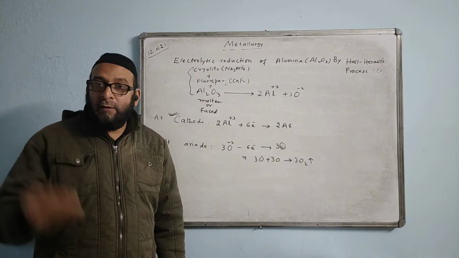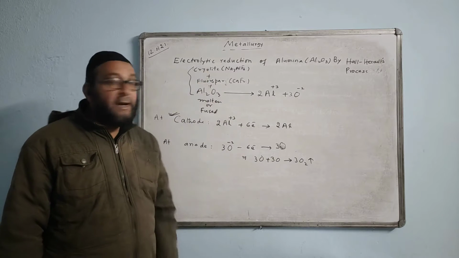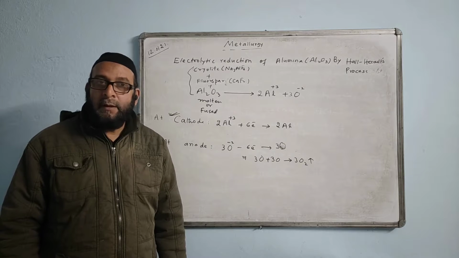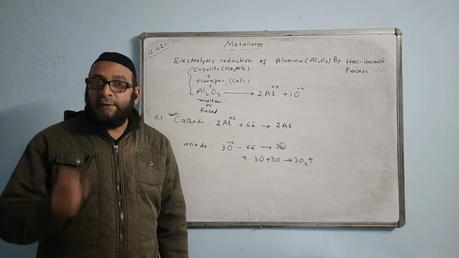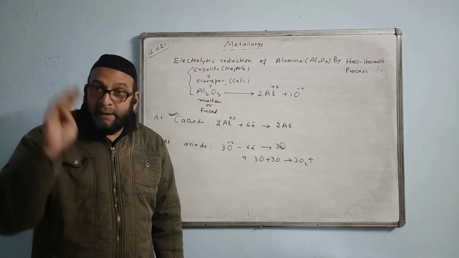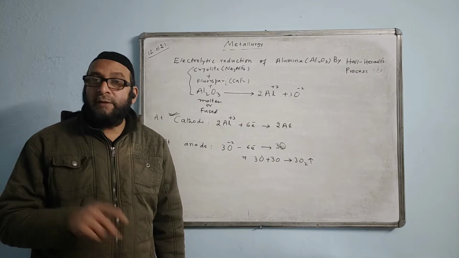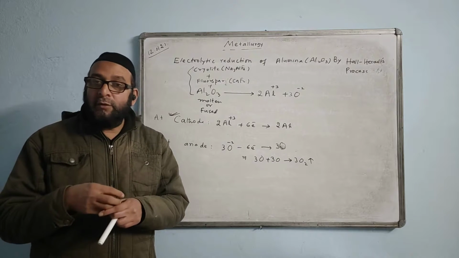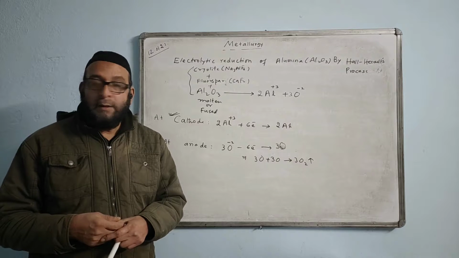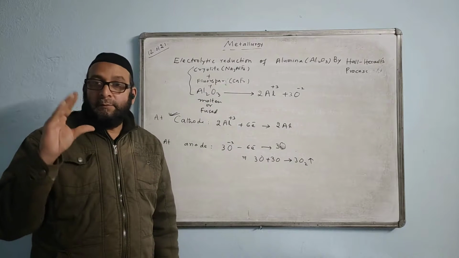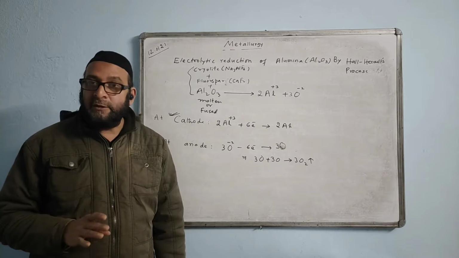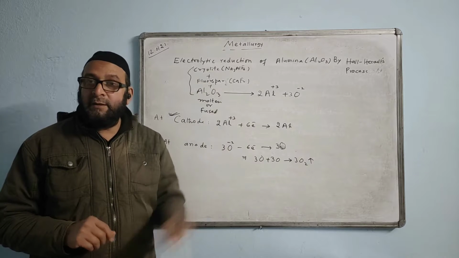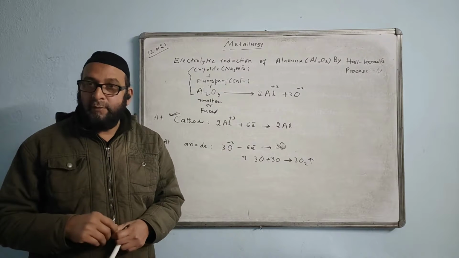How does the addition of cryolite and fluorspar help in the electrolytic reduction? We say like this. Addition of cryolite lowers the melting point from 2000 degrees Celsius to 950 degrees Celsius. The reason is when we add impurities, the melting point decreases. So the melting point of the mixture now becomes 950 degrees Celsius. Just imagine, it is almost half the temperature you are maintaining. Previously you were maintaining 2000 degrees Celsius, now only half.